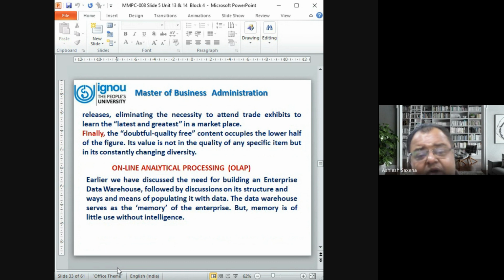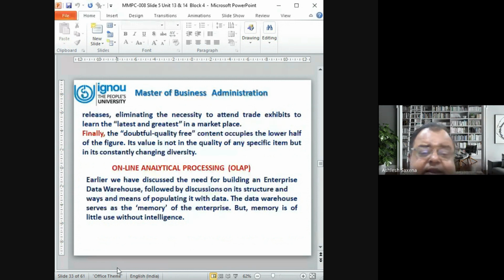Finally, the doubtful quality at the bottom occupies the lower half of the figure. Its value is not in the quality of any specific item, but it is constantly changing diversity. Now comes OLAP. OLAP is online analytical processing. We all know what online is. Now the thing is that today we are going to learn how this analytical processing is done.